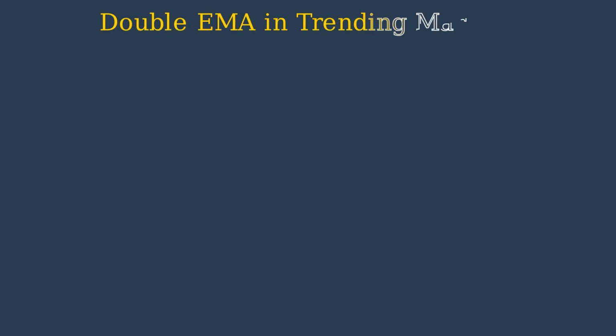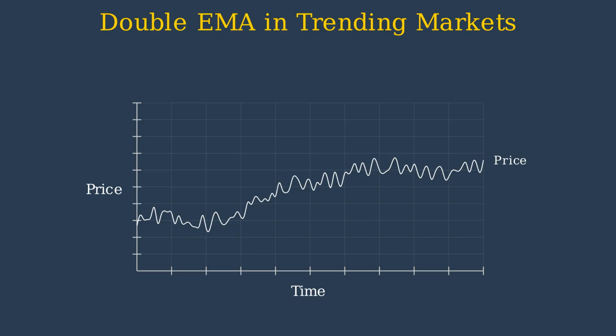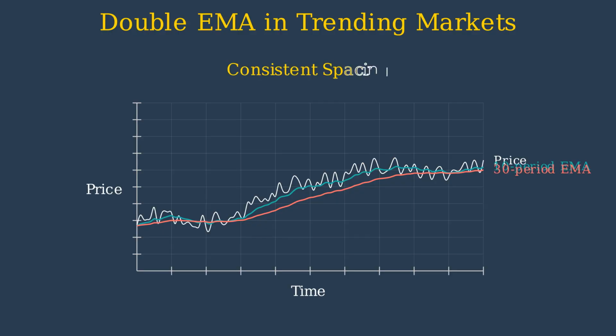The double EMA strategy performs exceptionally well in trending markets. Let's examine a strong uptrend and how the EMAs behave. During strong trends, we add two exponential moving averages with different periods. The key observation in trending markets is that the shorter EMA maintains a consistent distance from the longer EMA.